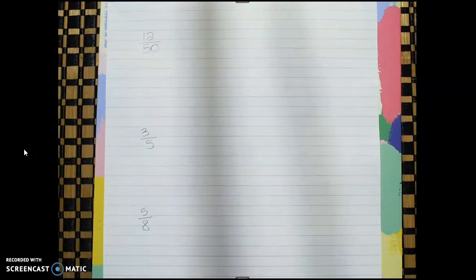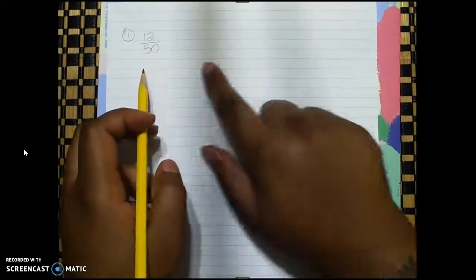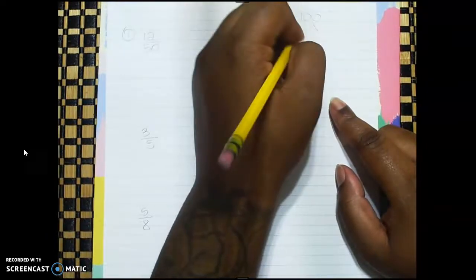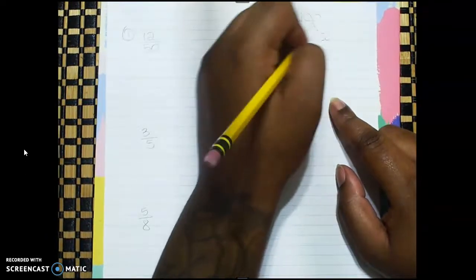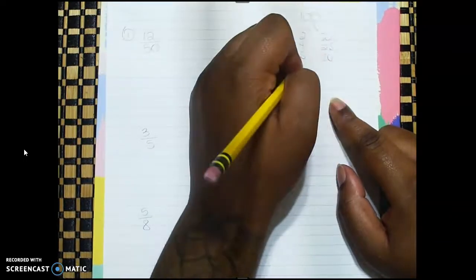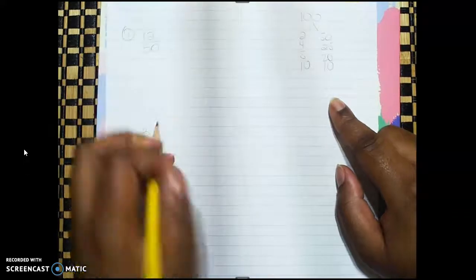Alright, so in this video I'm going to be showing you how to write fractions as percents and as decimals. So first what I'm going to do is look at my first one. I have 12 over 50. Because I know my factors of 100, just in case you forgot, I'm going to write them over here. I have 2 and 50, 4 and 25, 5 and 20, and 10 and 10.